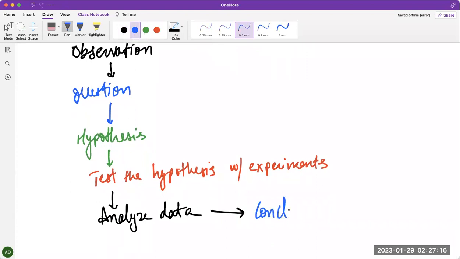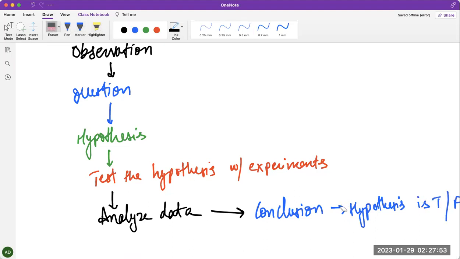Once you've analyzed your results, you try to give what we call a conclusion. That conclusion would of course be an explanation, but the hypothesis was the tentative explanation, while the conclusion tells you whether the explanation that you gave was true or not. So basically, the conclusion tells you whether your hypothesis is true or false.